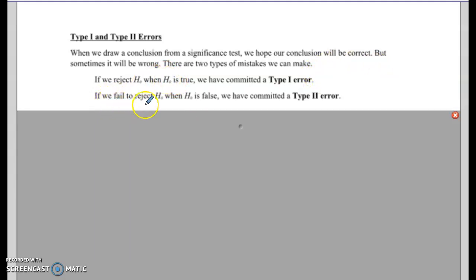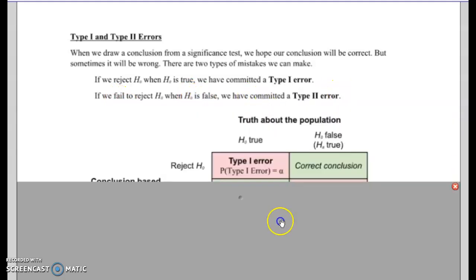Versus if we make a decision where we fail to reject, so we got a large p-value in our calculations, but the null was actually false, so we should have rejected it. So we failed to reject, but we should have rejected it. That's a type 2 error.